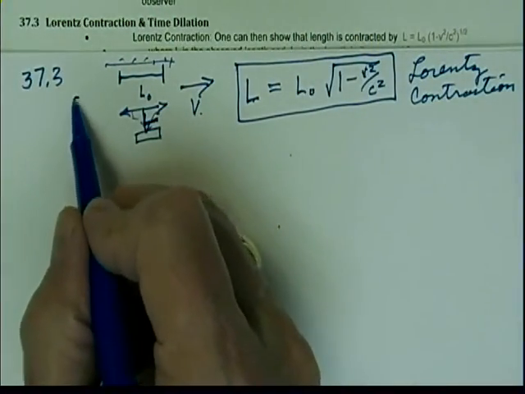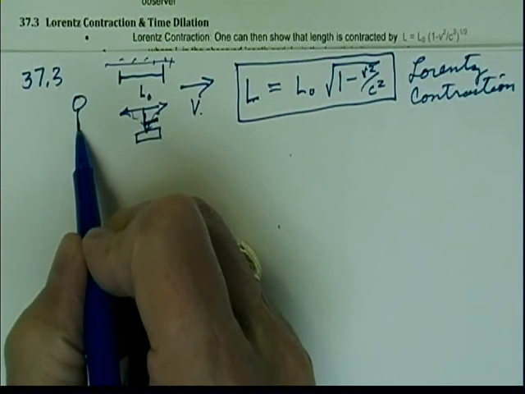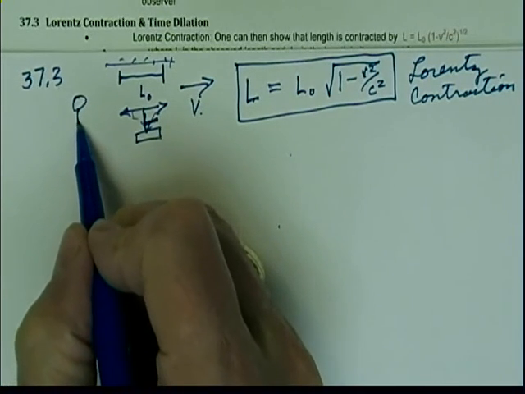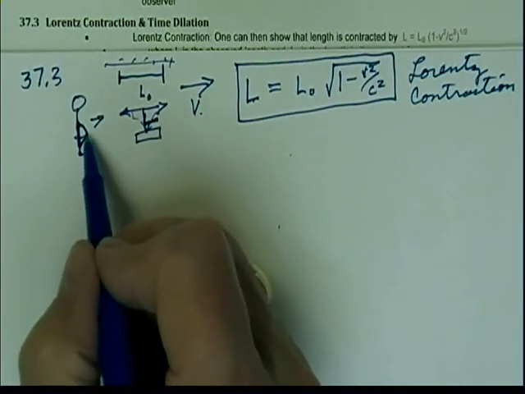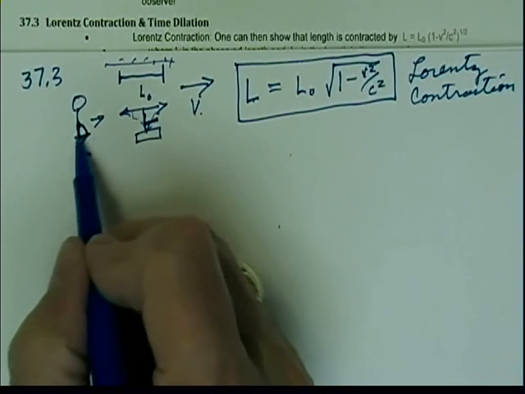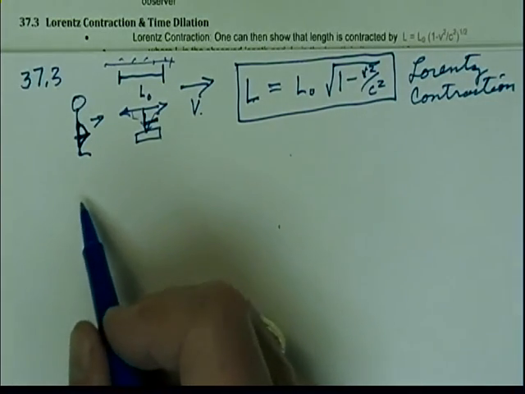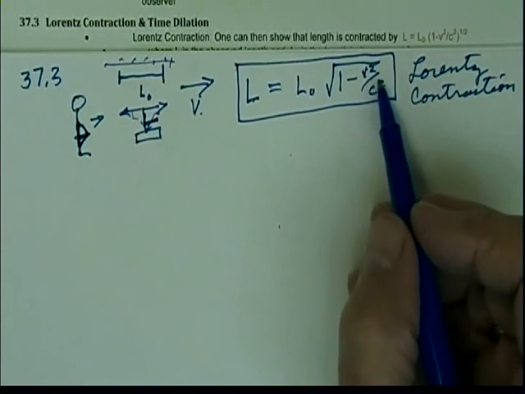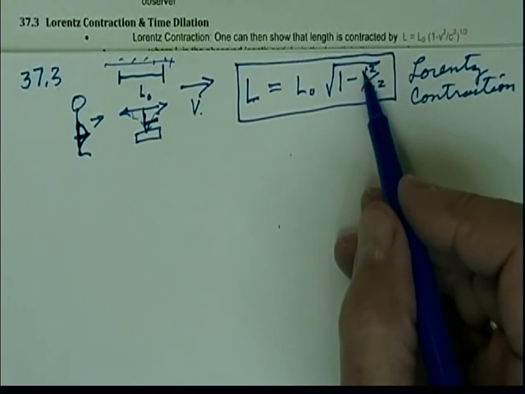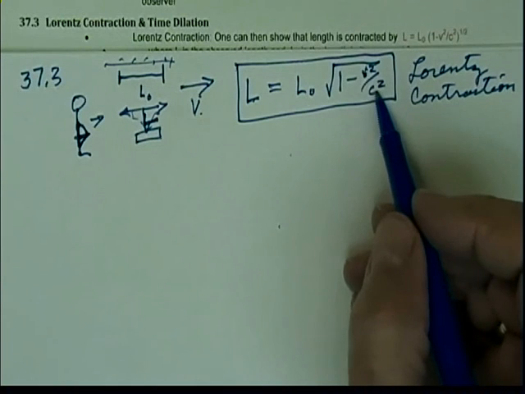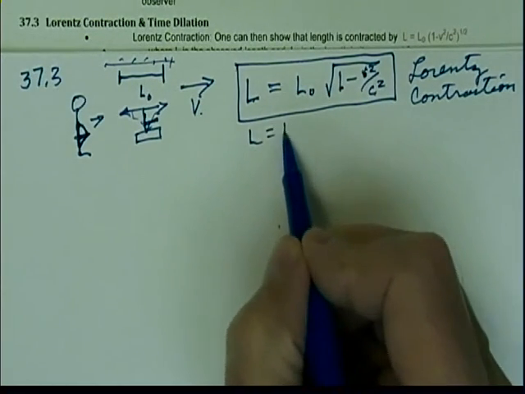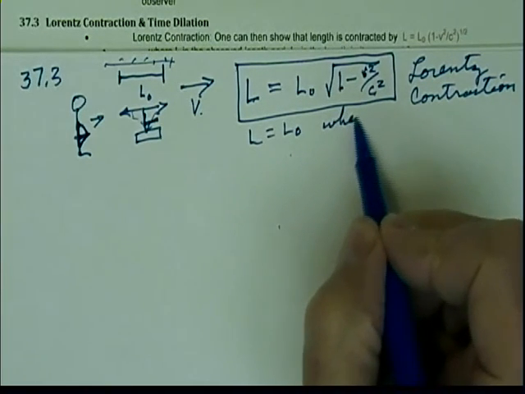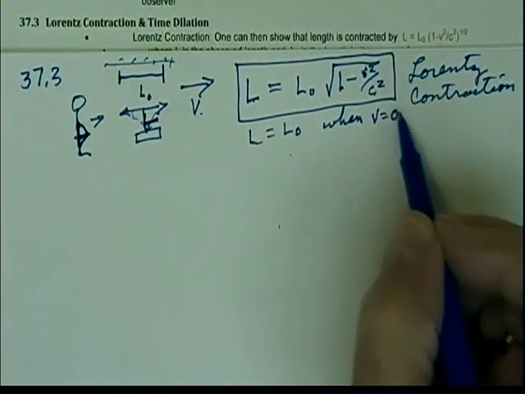One way is if you went fast enough, here you are, and you have a stomach that is too large and you would like to get rid of it and lower your waistline. By going fast enough, you will get thinner and thinner through here. Let's see what happens at the two extremes. If you have no velocity, then v over c is 0, the square root of 1 is 1, and L is equal to L naught when velocity is equal to 0.